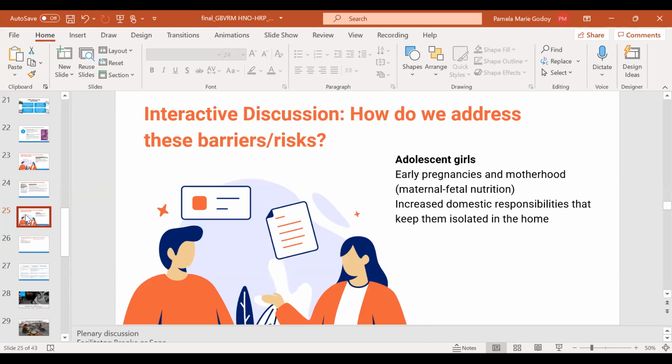Great, so Pam, if we can go to the next one. So that was a fantastic discussion. Really great input from everybody. So the next question is the same: how do we address these risks and barriers with adolescent girls? So for example, early pregnancies and motherhood, fetal maternal nutrition, or increased domestic responsibilities that keep them isolated in the home, et cetera. So over to all of you again for some of your ideas.